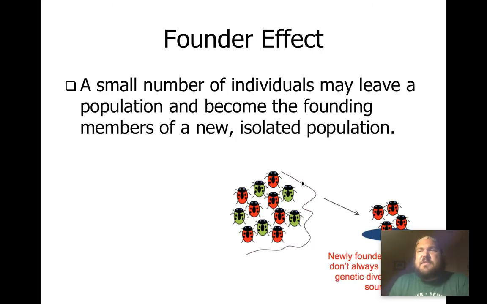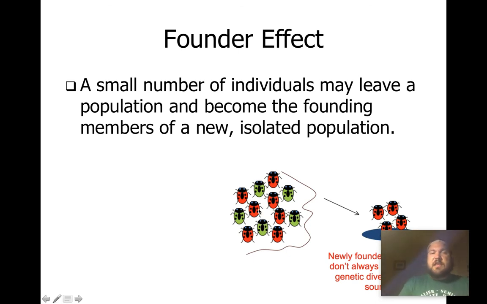Okay, a second type of genetic drift is called a founder effect. And a founder effect is simply when a small number of individuals leaves a population and founds a new population. So let me give you an example using beetles again. We have some ladybugs or lady beetles, and we have green and red alleles. And they're pretty evenly represented on this mainland population.